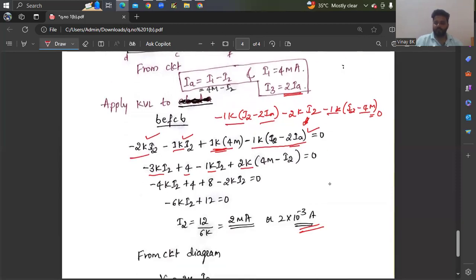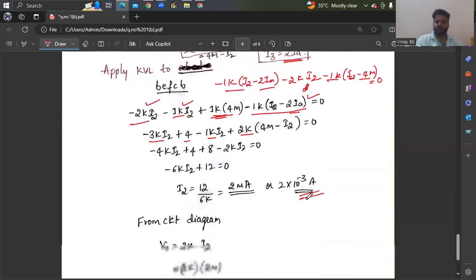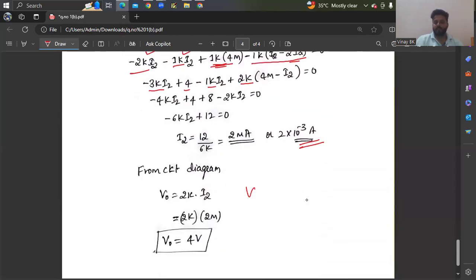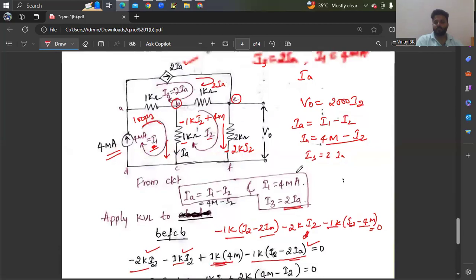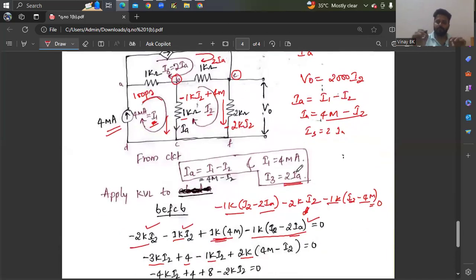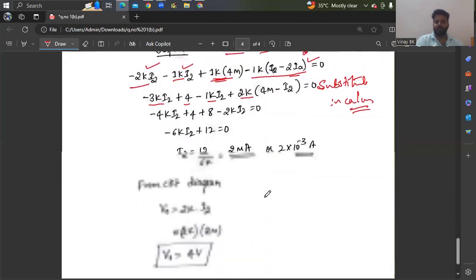I2 is 2 milliamps. Once you get the value of I2, you substitute that in the voltage equation, that is V naught equals 2k into I2. A simple KVL you apply to the loop, then you get the answer. You have to do the simplification neatly. Once you have done the simplification, only one unknown remains, and you can directly get the answer. Or else you can directly substitute in a calculator and get the value of the unknown, that is I2. I2 is 2 milliamps. Then V naught is 2k into 2 milliamps, that is 4 volts.